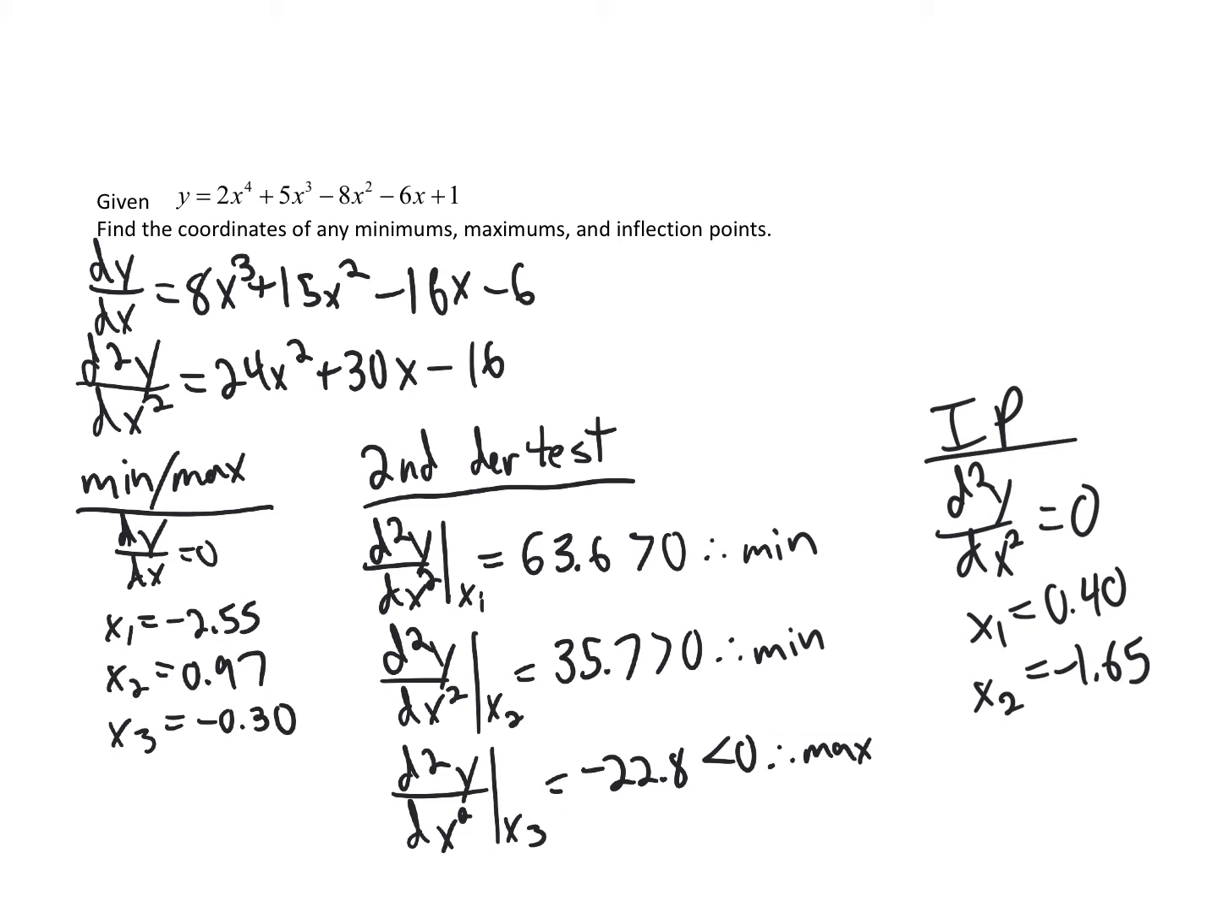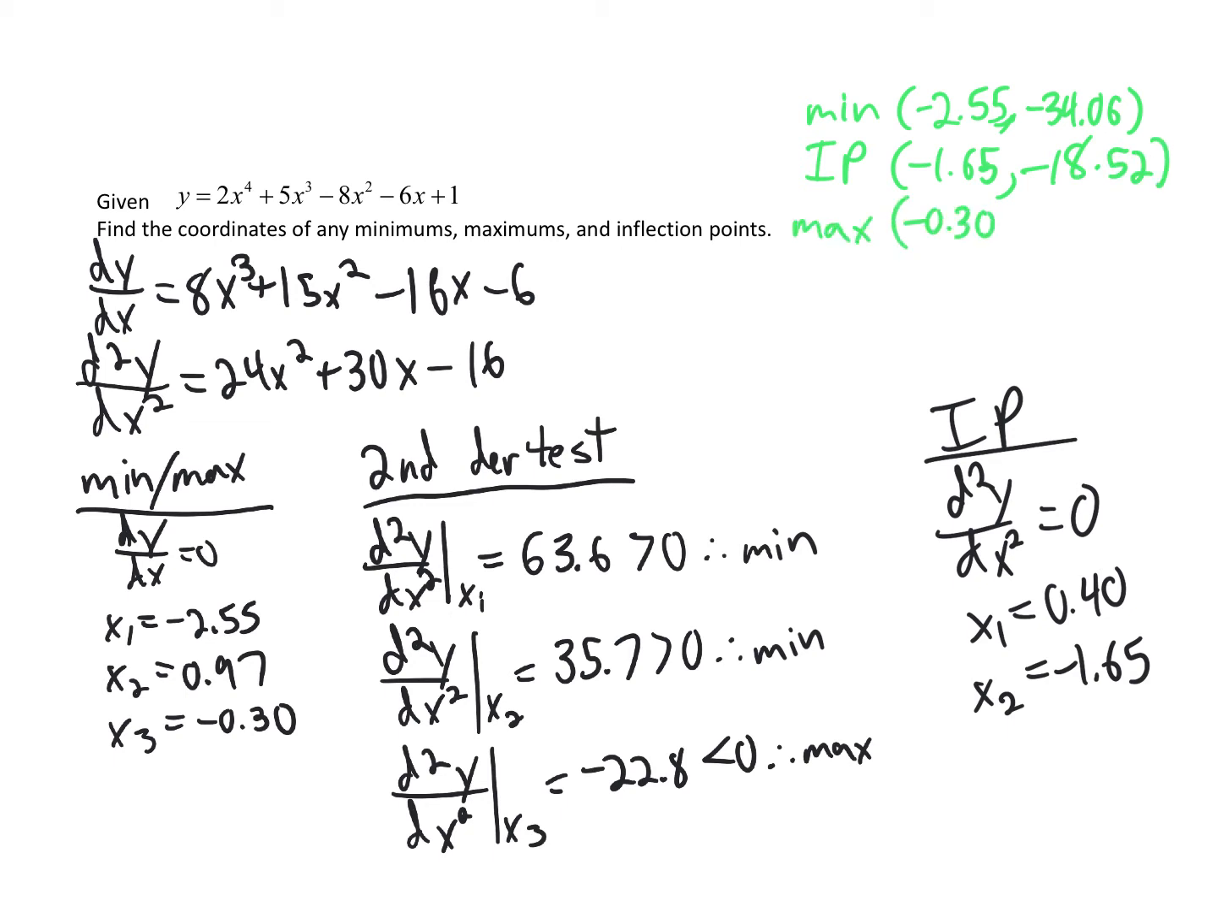Now, I want the coordinates. So let's list them all out. We have a min at negative 2.55, negative 34.06. We have an inflection point at negative 1.65, negative 18.52. We have a max at negative 0.30, 1.96.